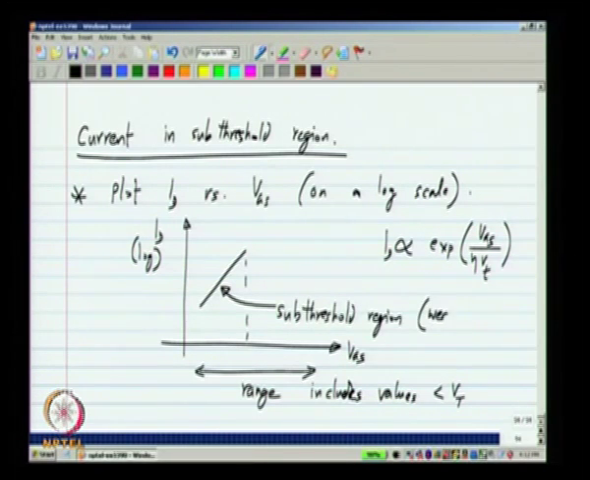And this will be the subthreshold region, or the weak inversion region, and when you go above the threshold region, it is square law, which means it is less steep compared to an exponential, and it does something like that.